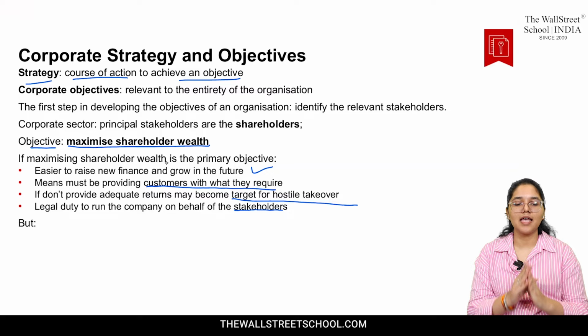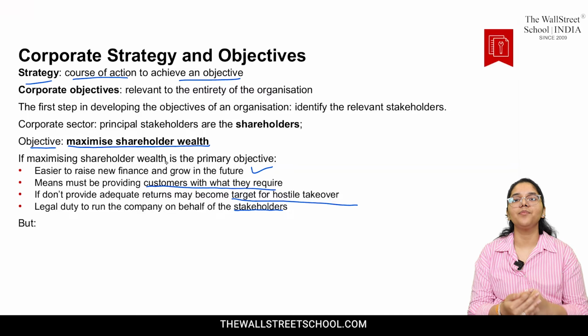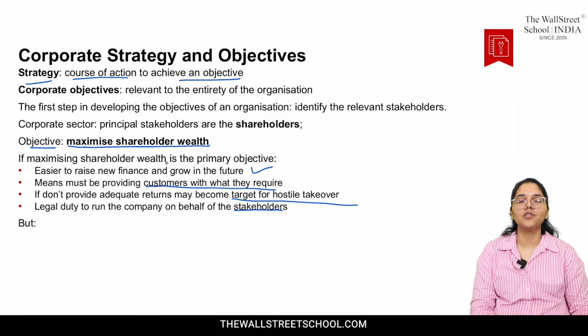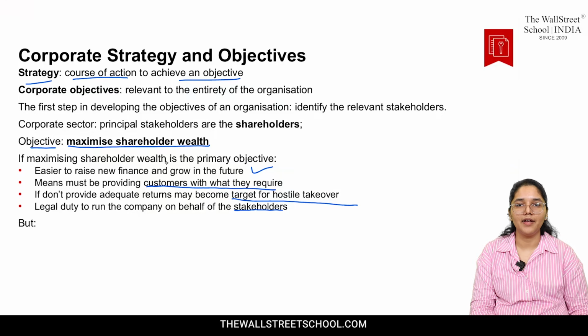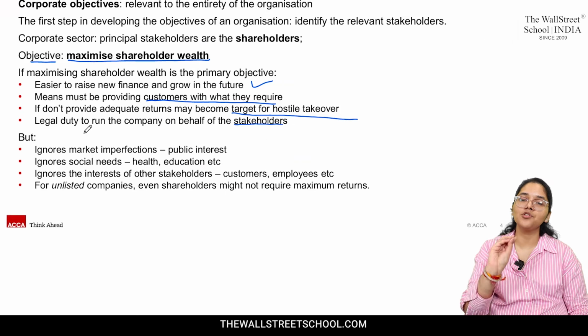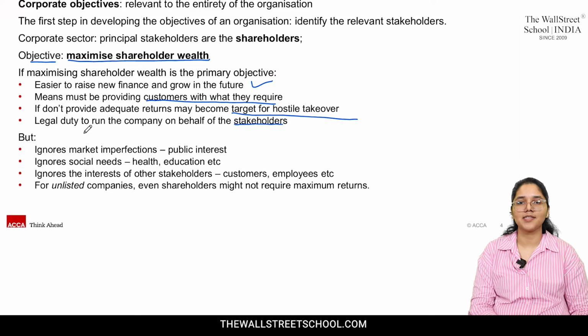Now, the directors have a legal responsibility, they have a legal duty to act in the best interests of the shareholders. So, if shareholder wealth maximization is being followed, then they will also be following their legal duty, which is to actually ensure that the shareholder wealth gets maximized. Then you have some other consequences also. If you focus too much on shareholder wealth maximization, some things can go wrong too. What all can go wrong?